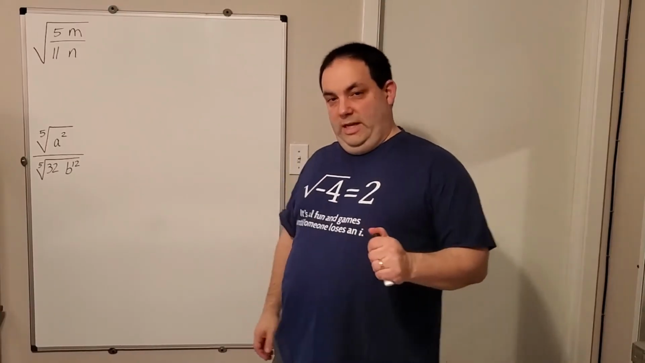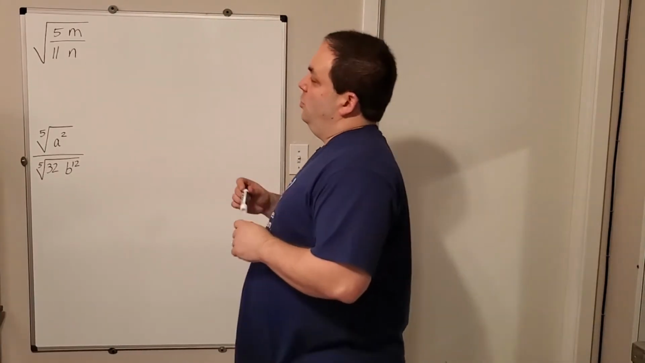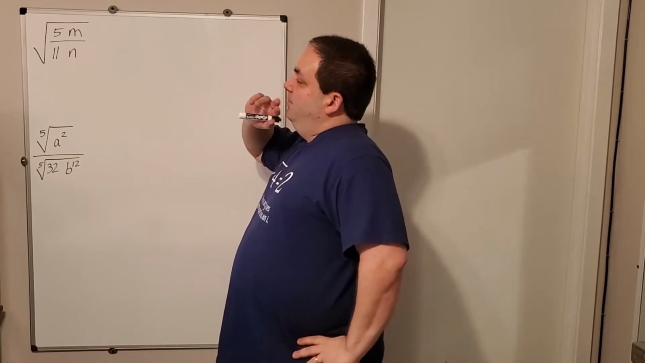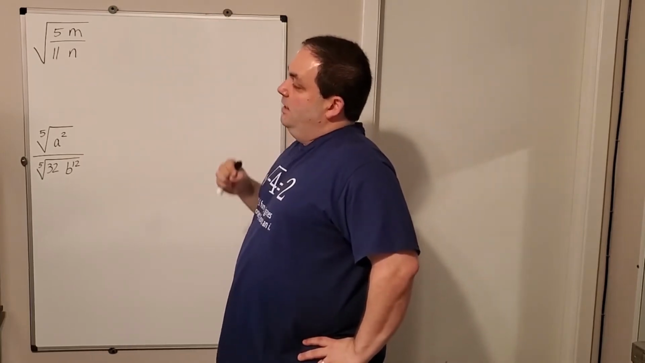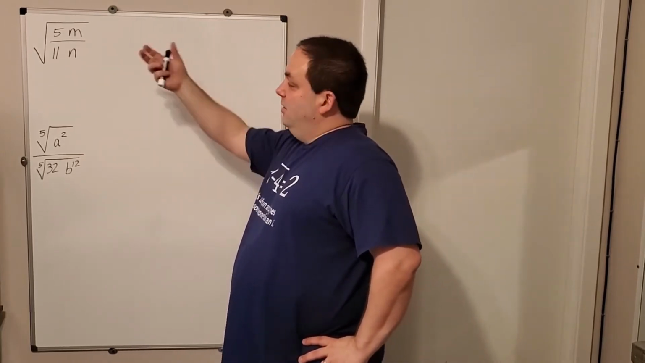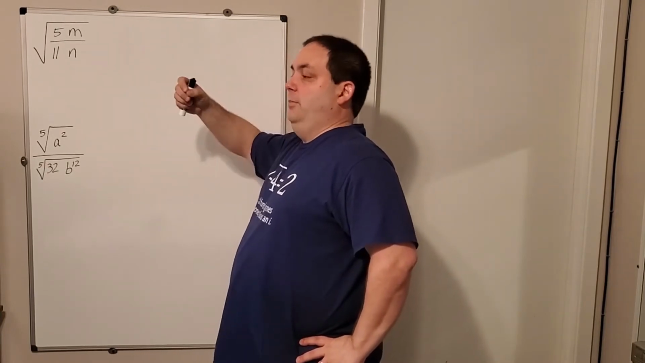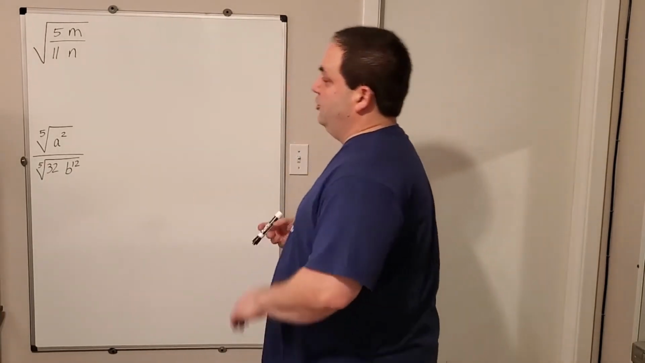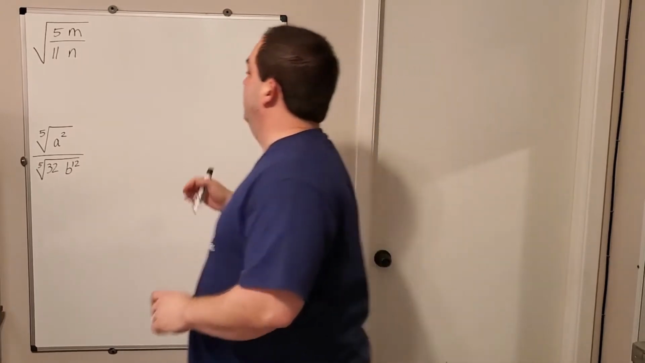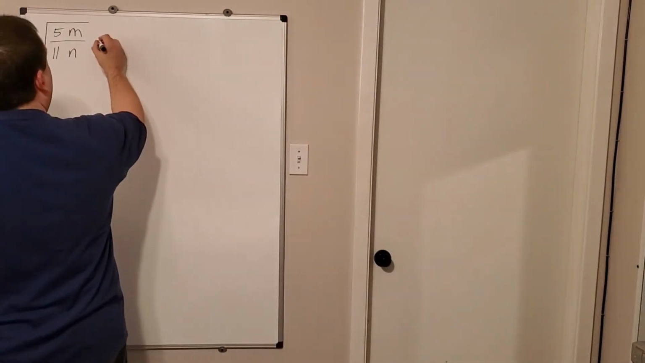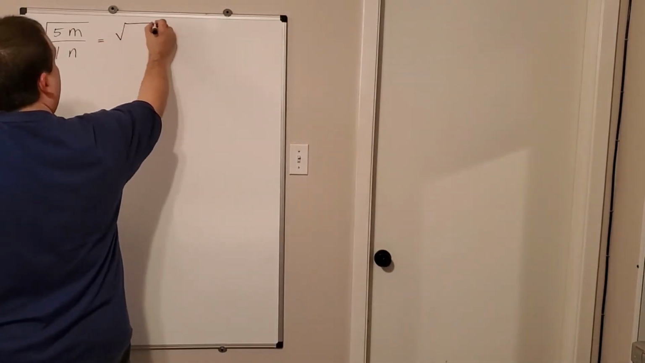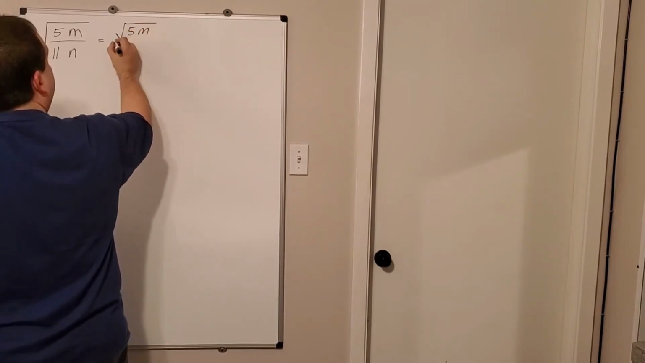All right, 2 more examples. Square root of 5m over 11n. Okay, so just like in our last one, I'll have a whole radical, and I want to split it up into the 2 pieces, the numerator and denominator. The numerator I'm not much worried about because it's the denominator I want to rationalize.